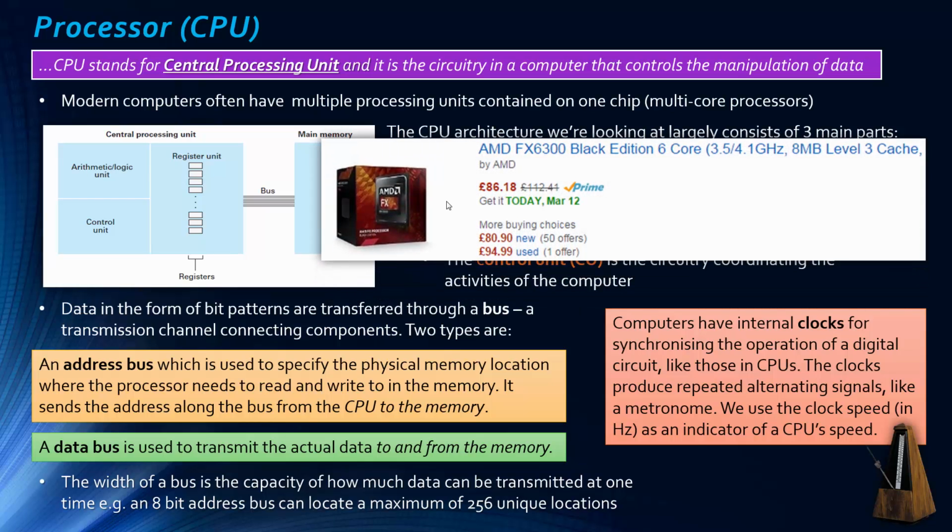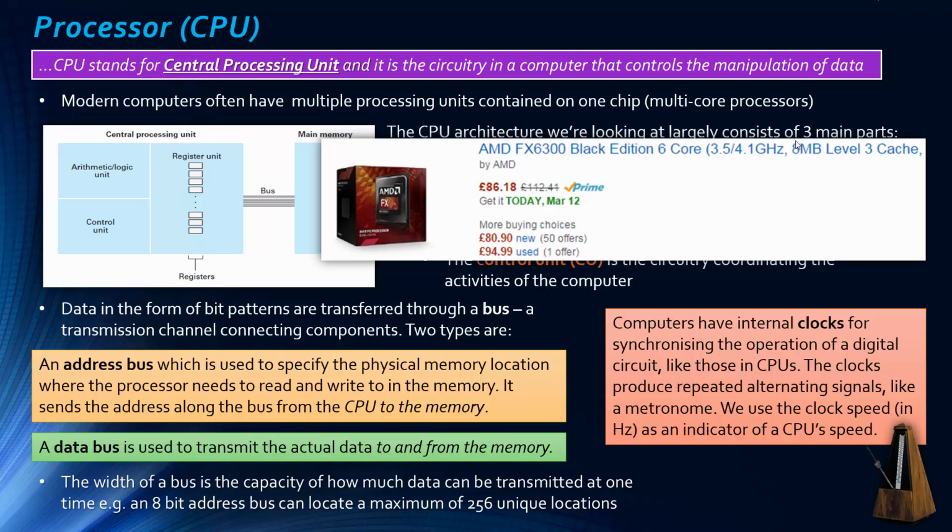So this is just a screenshot from Amazon of an AMD processor, and you see we've got 6 cores here, so it's got 6 processing units on one chip, and you can see our clock speed here, it's in gigahertz. I'm not sure which one is the actual one. I imagine maybe this is the overclocked speed. Overclocking is where you increase the clock speed above what it's shipped with, so you can try and speed the clock up to increase the CPU speed.